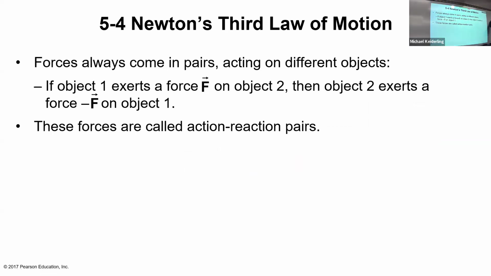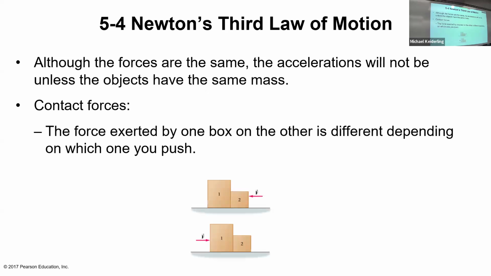So if you push on the wall, it will push back on you with an equal and opposite force. I am pushing down on the floor with a force equal to my weight. The floor is pushing up on me with a force in the opposite direction. And these are called action-reaction pairs. So the forces are the same size, but the accelerations aren't going to be unless the objects have the same mass.